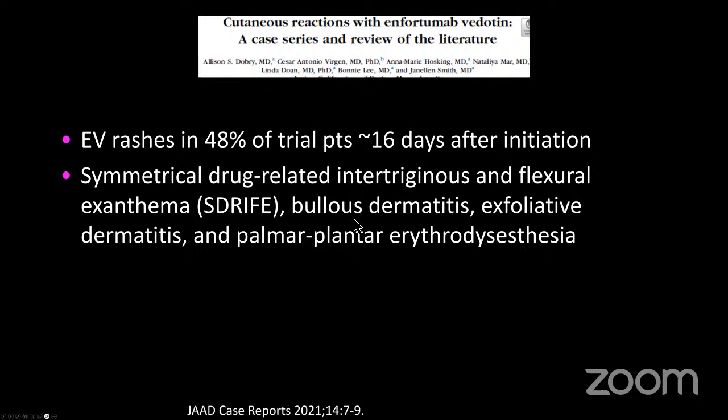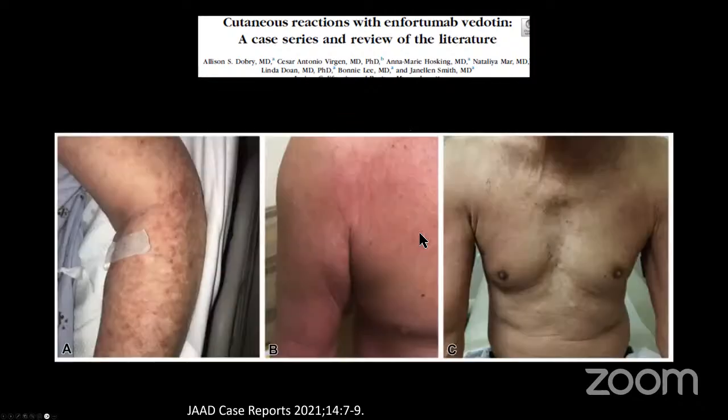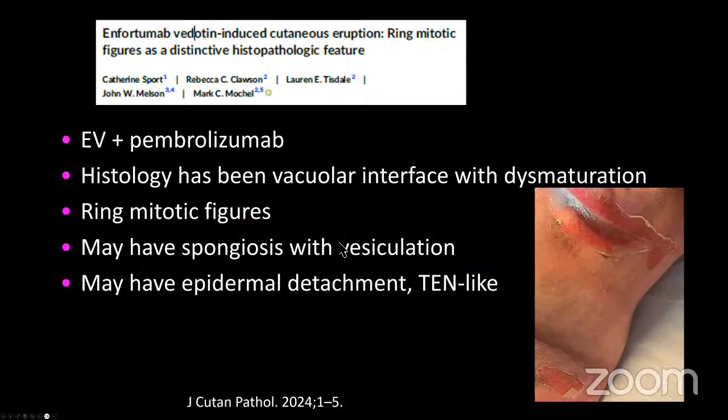They can be bullous. I'm giving a lecture. It can be bullous, and you can have even palmar erythrodysesthesia. You can have a lot of different ways this can present clinically, but it has a very unique histology.